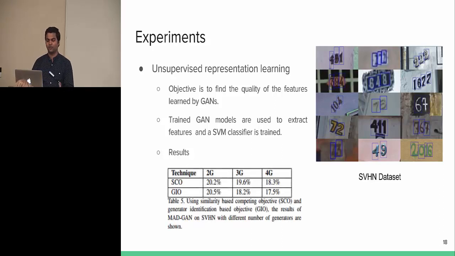So what they have shown in the results is that they have applied this approach, both the competing objective and the generative objective, on this task, and here are the classification errors on the SVHN dataset. When they are using 4 different generators, they get the least error. When you are using a traditional GAN, the error rate is 22.5, and using these multiple generators they got it down to 17.5, and they show that this is better. Using this approach they can learn better representations as they get fewer errors.